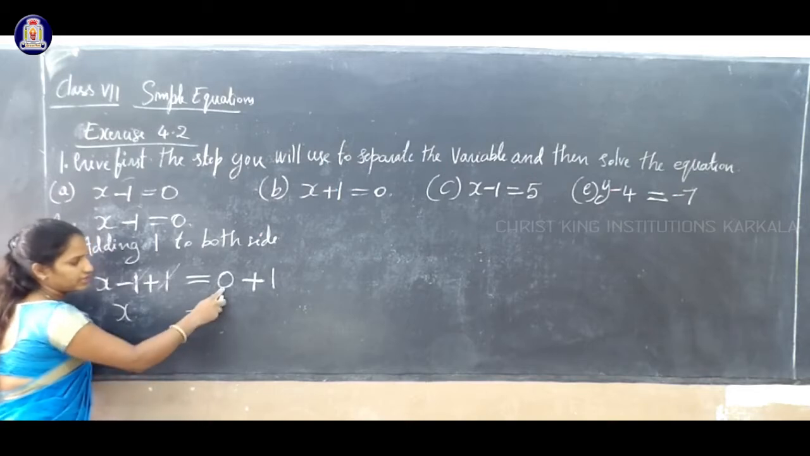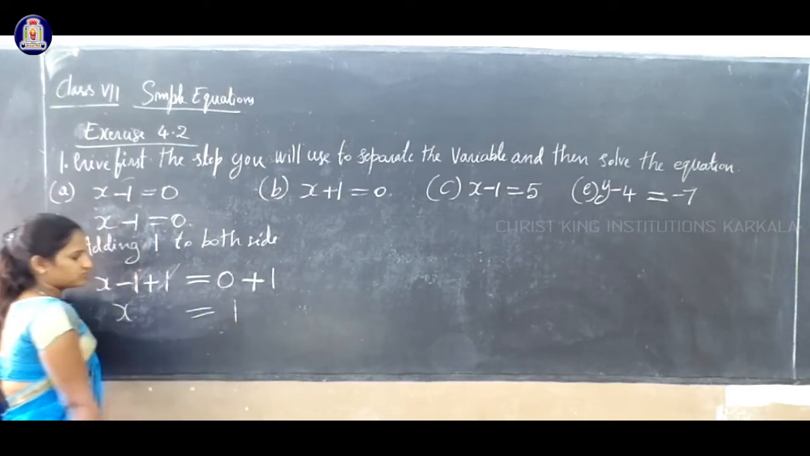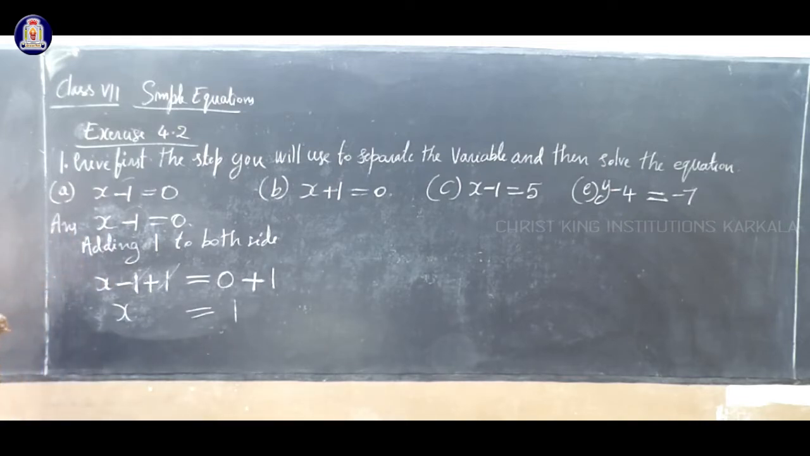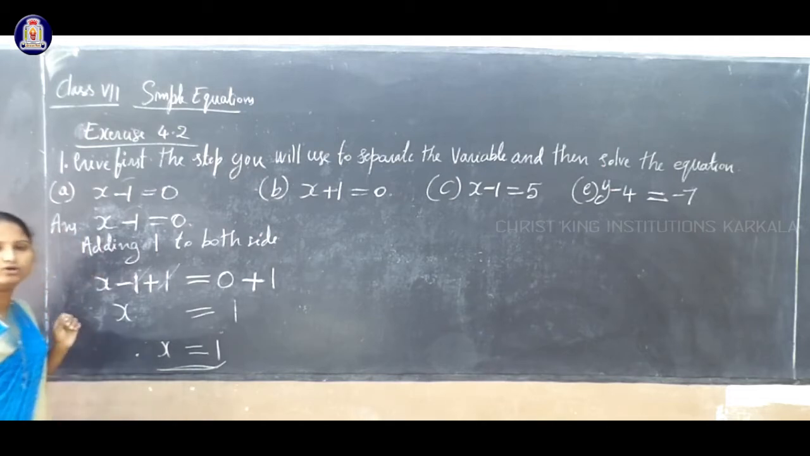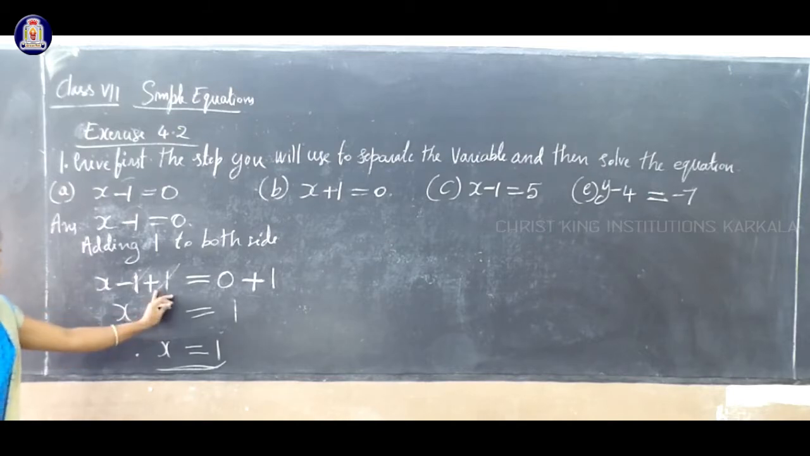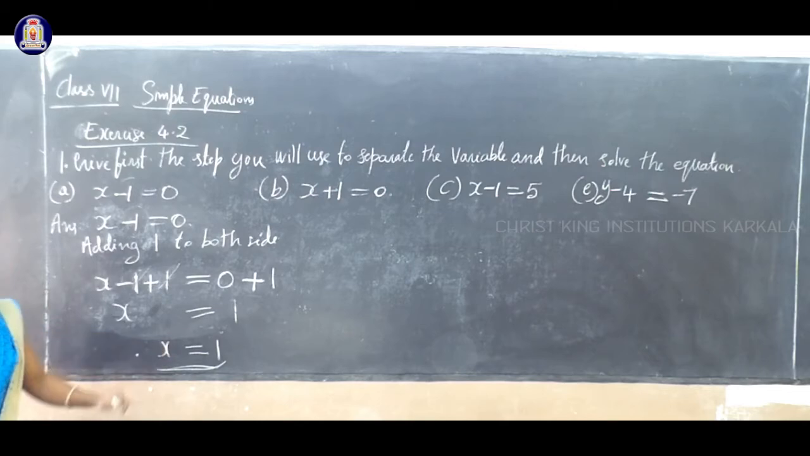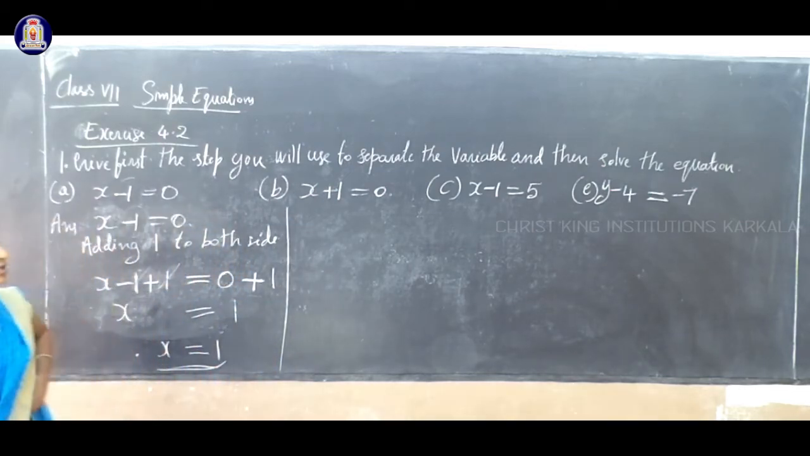Then what is remaining here? On the right hand side, 0 plus 1. What is 0 plus 1? That is 1. Therefore, x is equal to 1. See, minus 1 plus 1 get cancelled. The answer is 0, so no need of writing here. So directly we can write x is equal to 1. Clear? So this is the solution to the first equation.